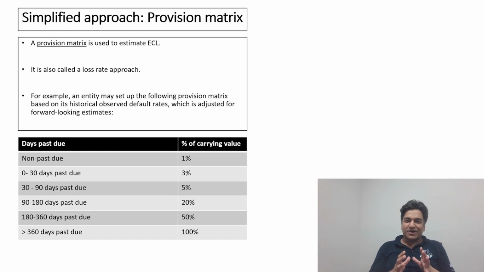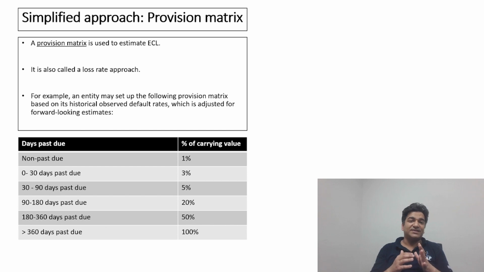So friends, let us now discuss how ECL is computed under the simplified approach. In case of a simplified approach, an entity is required to create a provision matrix which is used to calculate expected credit loss. So let us now take a look at the provision matrix which is there on the screen. Let us say a trade receivable or a financial asset is in the first bucket, that is non-past due. An entity estimates that 1% of the carrying value will be required as a provision.